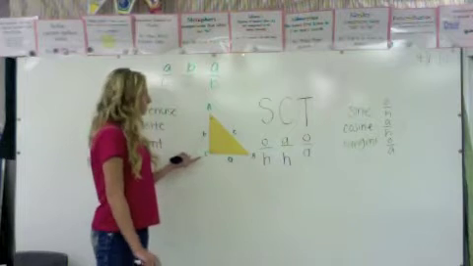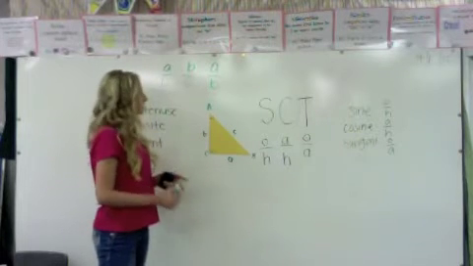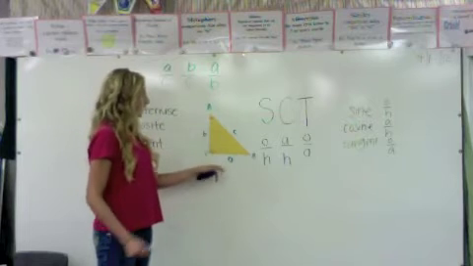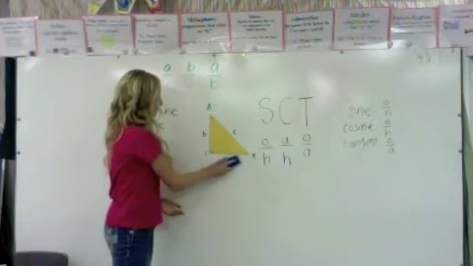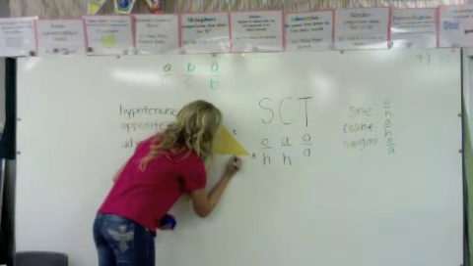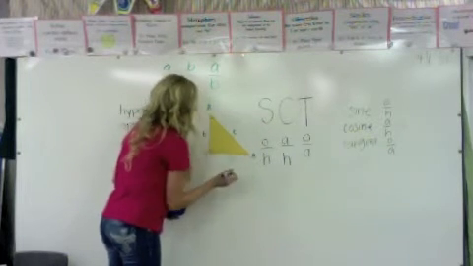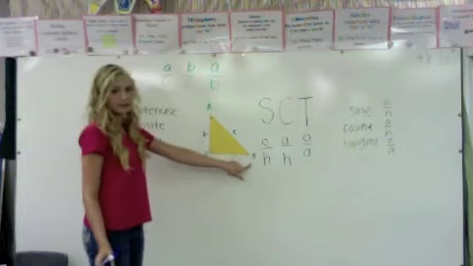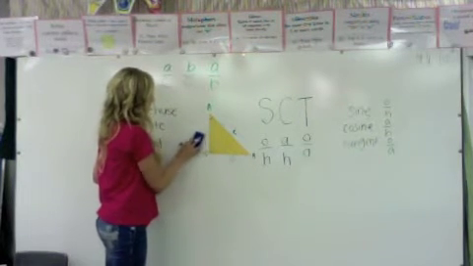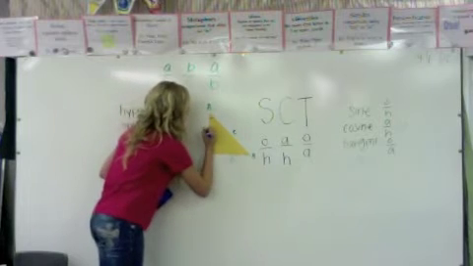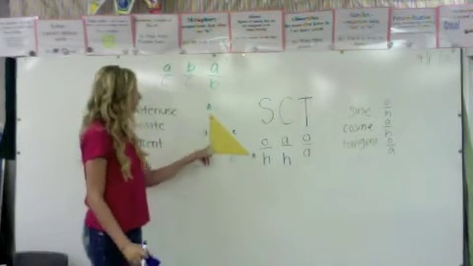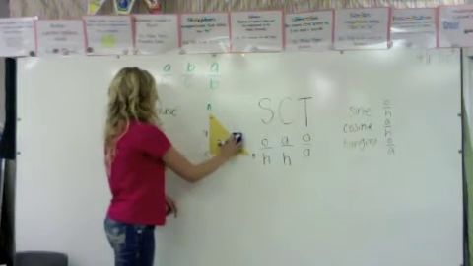Now you know how to do this with letters, but can you do it with numbers? If this is still angle A, we'll say that side A is 6. This can still be angle B, but we'll make side B 4. And this can still be angle C, but we'll make side C 2.